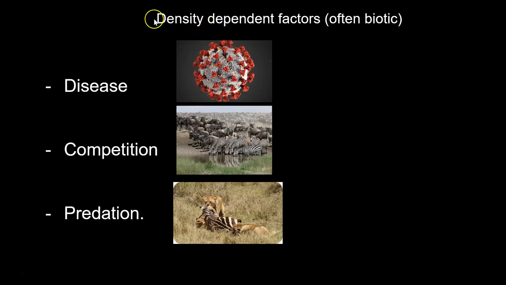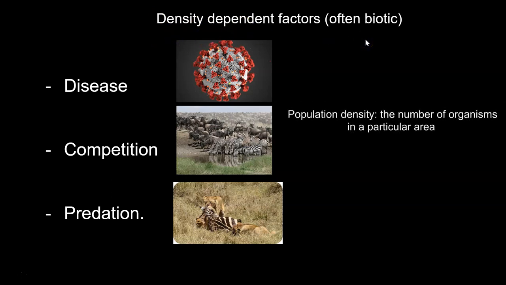And that's what we mean by density, by the way. I guess I should have defined that at the beginning. But density is the number of organisms in a particular area. When we're talking about density, we're talking about population density, which is the number of organisms in a particular area.